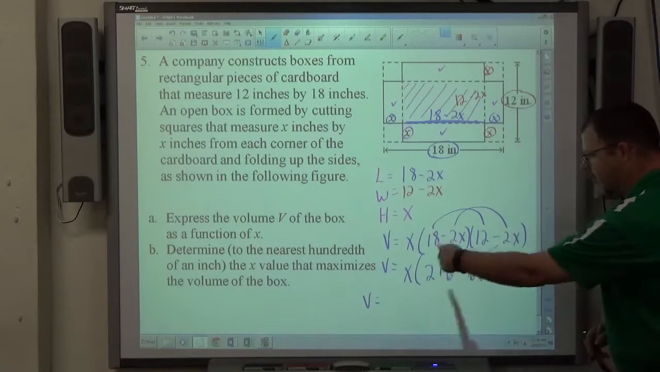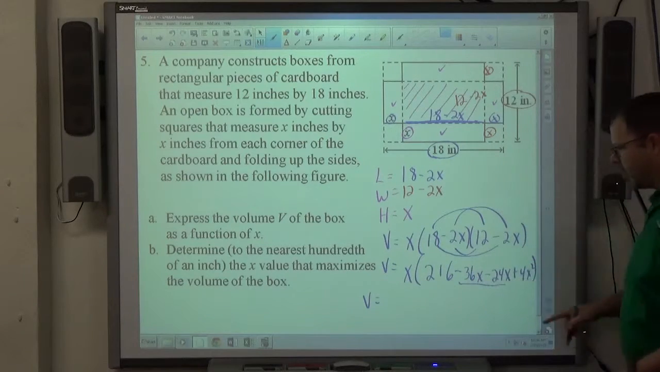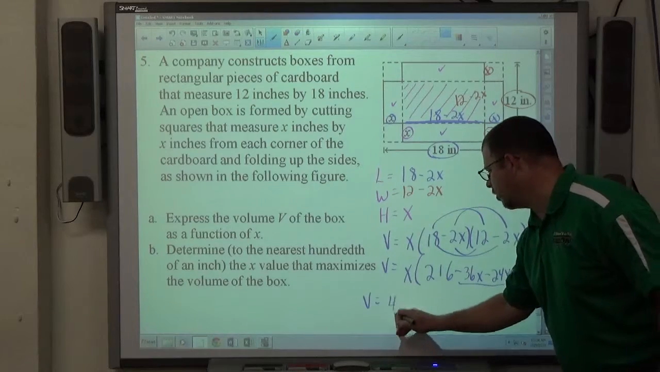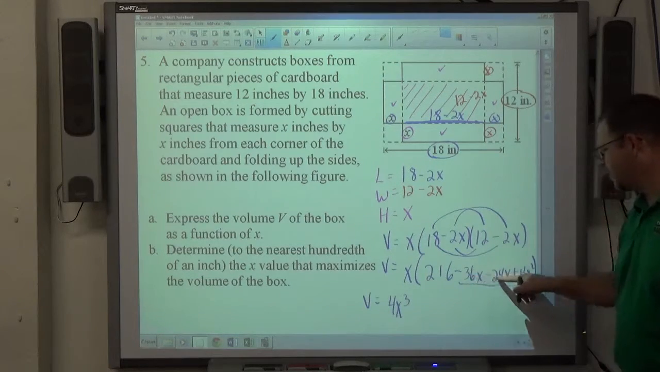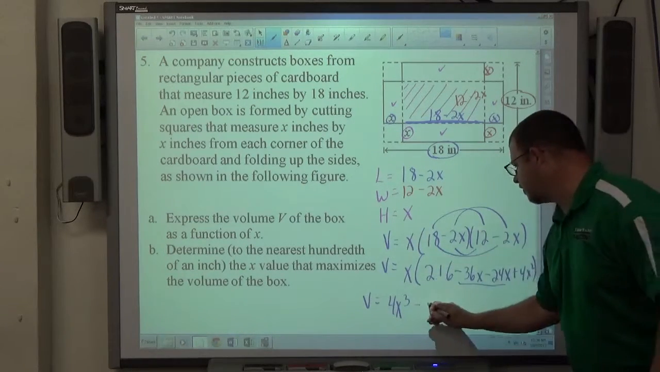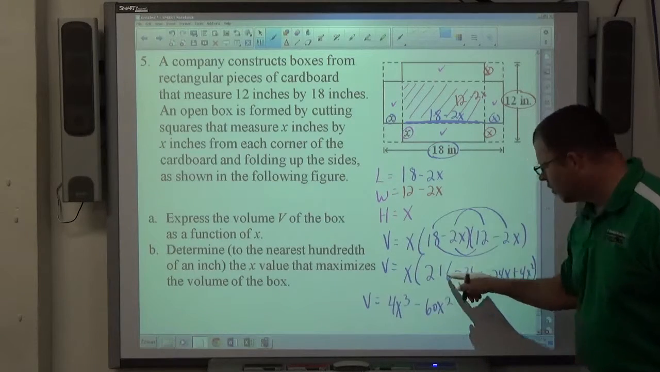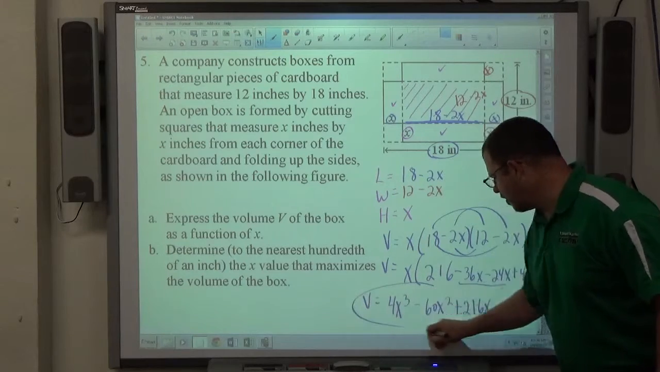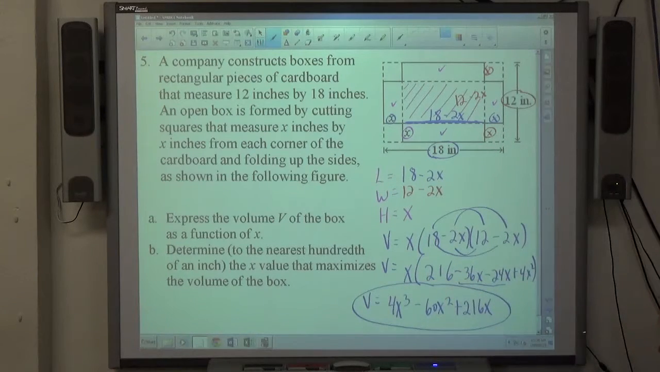And then if I just distribute the x through, combining like terms as I go, and I like to go to the highest power first. So x times 4x squared is 4x cubed. Negative 60x times x is negative 60x squared. 216 times x is 216x. That represents my volume of this box.